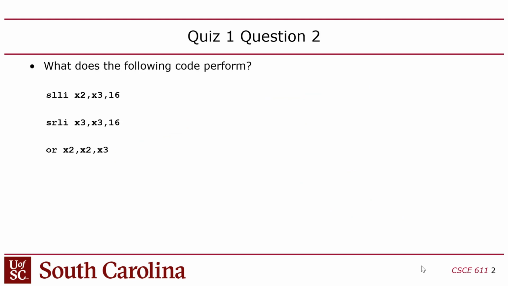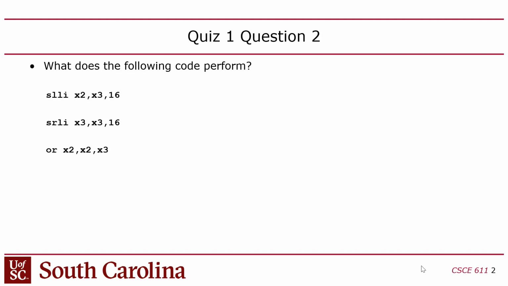If you still remember. Okay, this one asks, what does the following code perform? We have a shift left logical immediate, a shift right logical immediate, and then an OR. We're taking the value in x3, which is our input, and shifting it left 16 bits. We're taking the same value in x3 and shifting it right 16 bits. And then we're taking the results of both of those and merging them together.